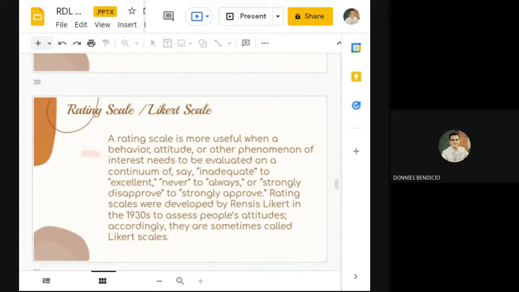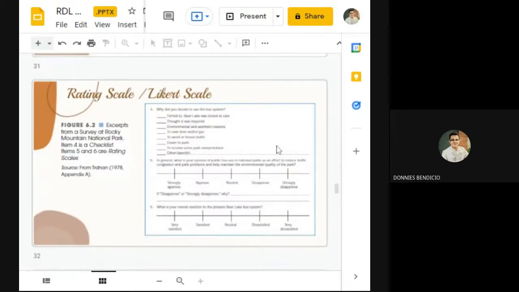Gaano kalakas yung ating response to this particular item or agreement to this particular item. Okay, so this is an example of rating scale. Alright, so we have strongly approved to strongly disapprove.